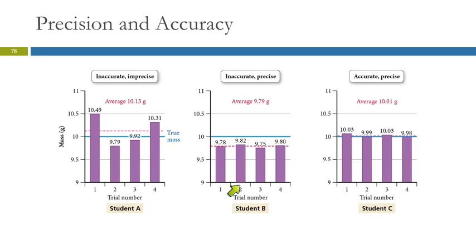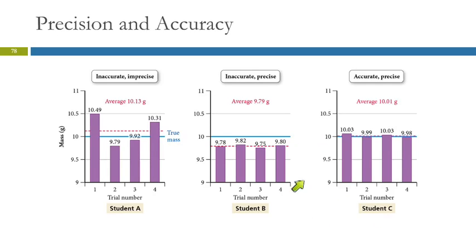Student B, just looking at the graph, we can see all these purple bars are close to the same size. So the student's results are precise. He was consistent, but unfortunately he was consistently wrong. His average, again, the pink line here, is lower than the true value of 10. So although his results are precise, they are inaccurate.